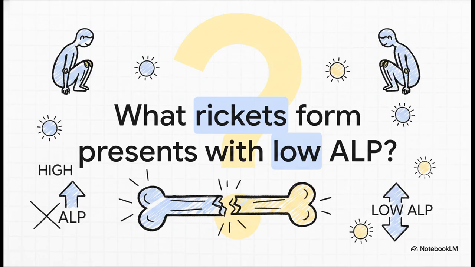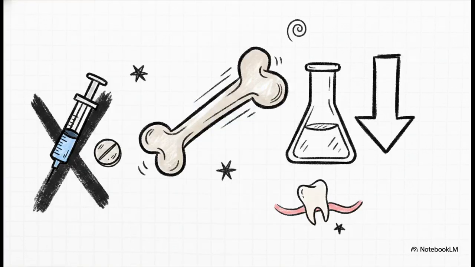So, I have a question for you. What is the only form of rickets or osteomalacia that presents with a low alkaline phosphatase? The answer? Hypophosphatasia. The crucial point here is that this disease is a major rule breaker. It's caused by a genetic deficiency in tissue nonspecific alkaline phosphatase, or TNSALP. Without this enzyme, an inhibitor called pyrophosphate accumulates, which completely blocks bone mineralization.